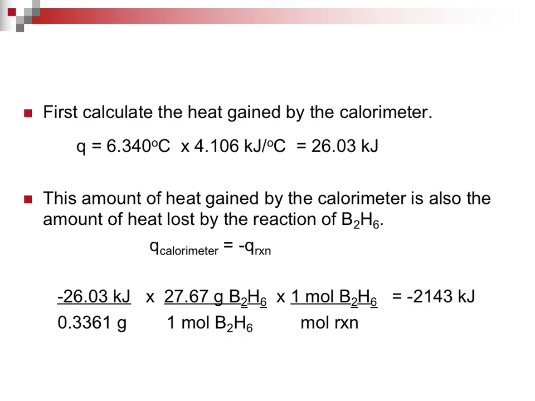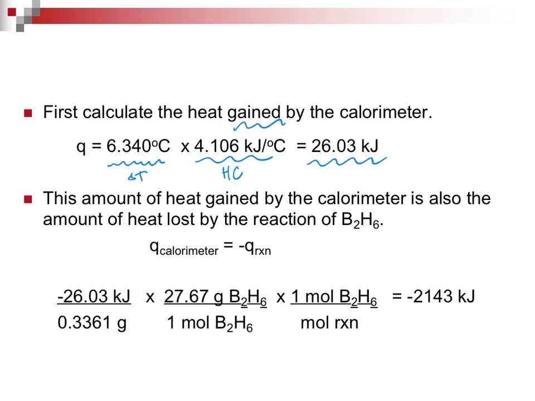First, you want to calculate the heat gained by the calorimeter. Here is our heat capacity. That is our temperature change. Here is our heat capacity. I know I should be using a C. And what we have is a heat of 26.03 kilojoules.